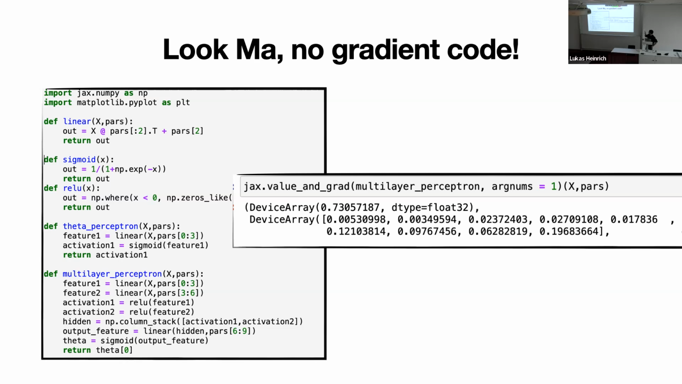And if you stick this into JAX, so you define this program in the programming language JAX, you can just ask JAX, okay, what is the value and the gradient? And this gives you the value and the 9-dimensional gradient, because we had 9 parameters for this multi-layer perceptron. Every node has 3 parameters, and it just spits out, kind of magically, a 9-parameter gradient, right?